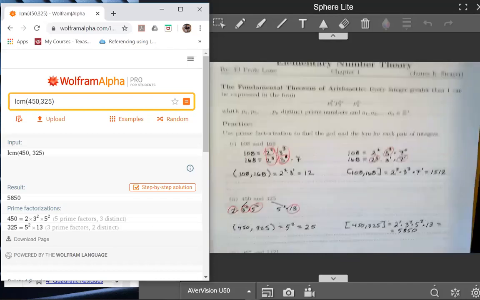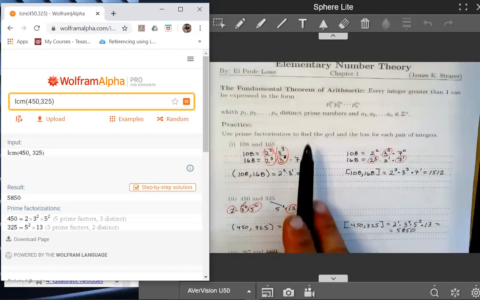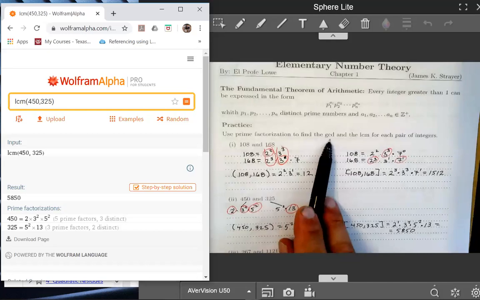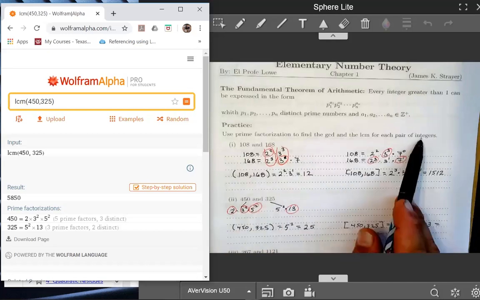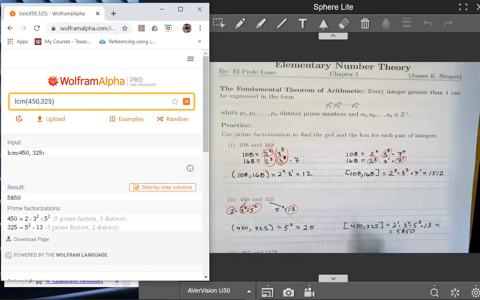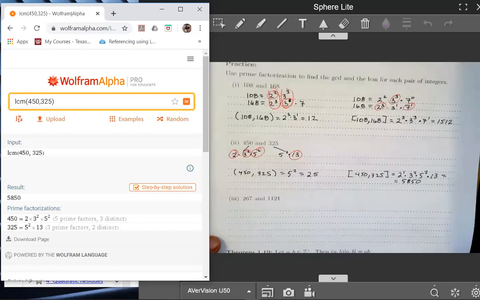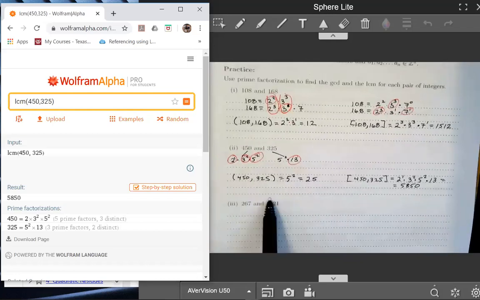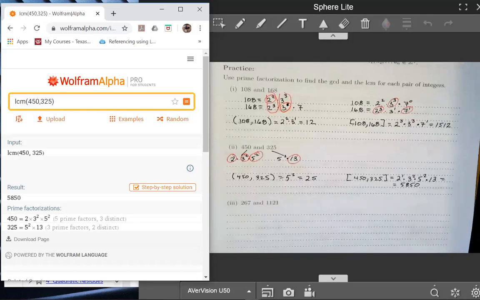We've been using some prime factorization to find the greatest common divisor and least common multiple for each pair of integers. We've done a couple of examples, and now we're left with our last example here with 267 and 1121.